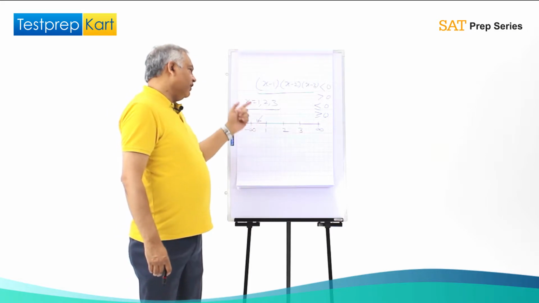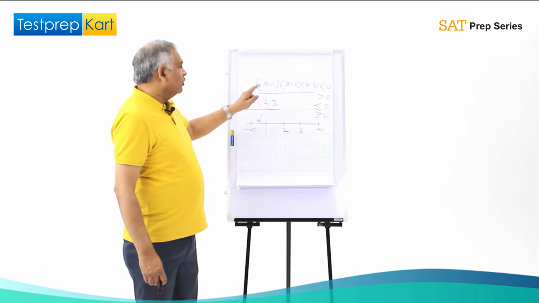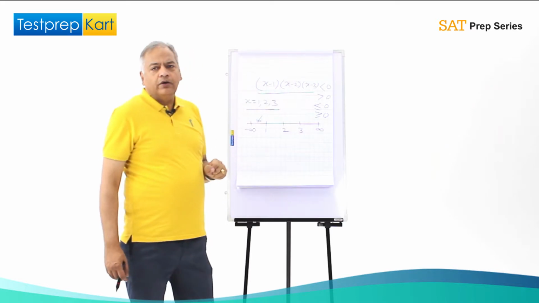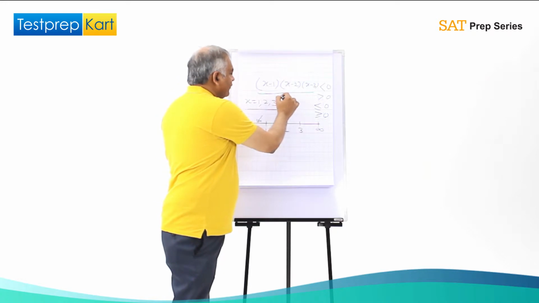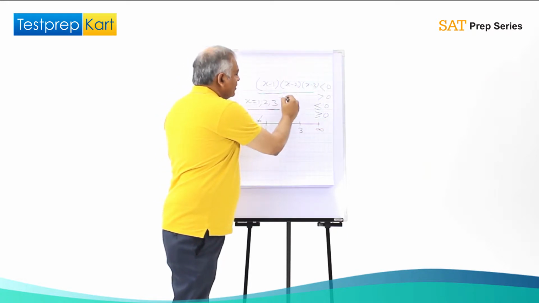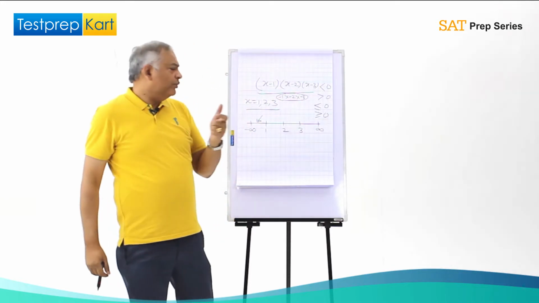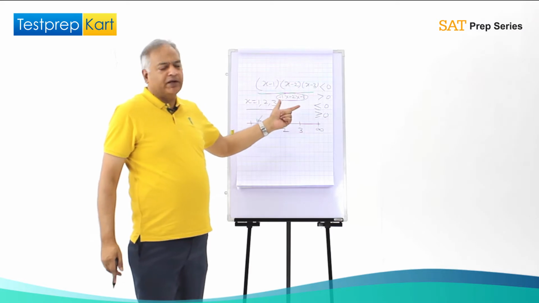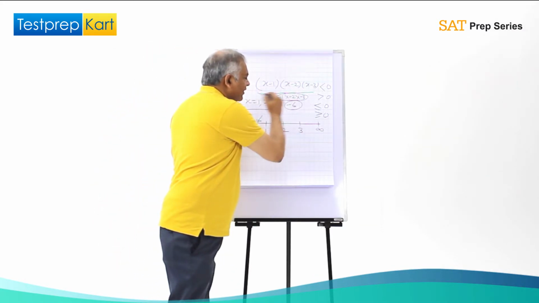Now let's take one value between negative infinity and 1, say 0. If I substitute 0 in the left hand side, it will be 0 minus 1, which is minus 1, 0 minus 2, minus 2, 0 minus 3, minus 3. Overall, we are not interested in the value. We are interested in the sign of that particular number. So that is negative. Negative 6, in fact.